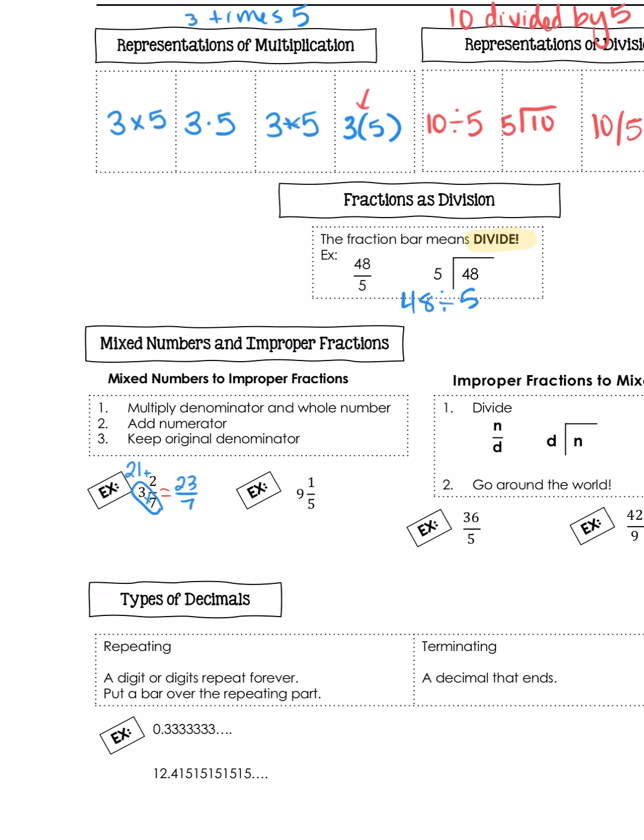The next one, 9 and 1/5, I'm going to do 5 times 9 is 45, plus 1 would be 46, and my denominator stays 5. So 9 and 1/5 is equivalent to 46 fifths.